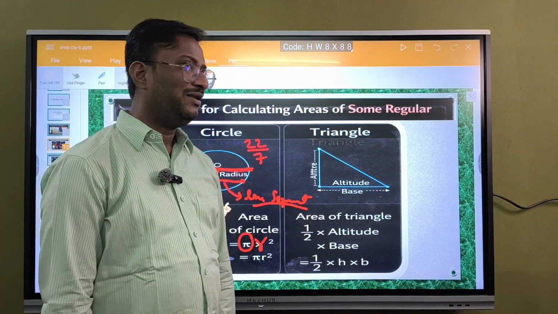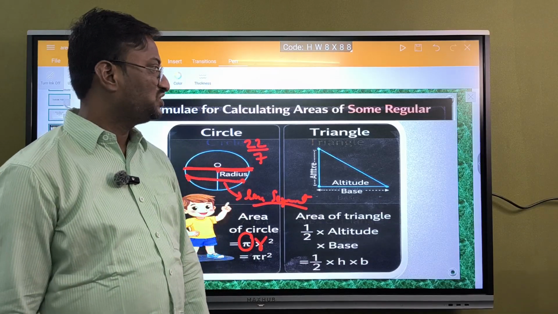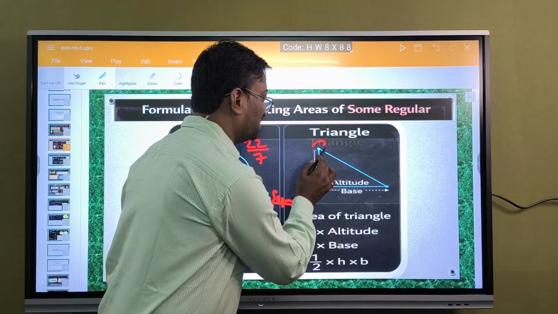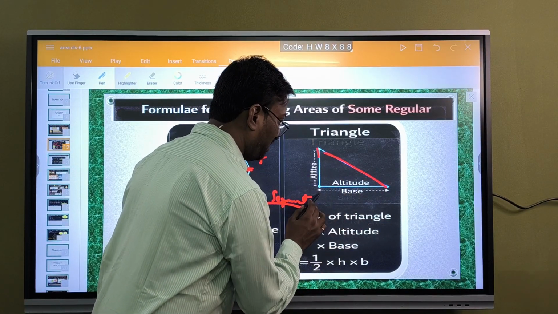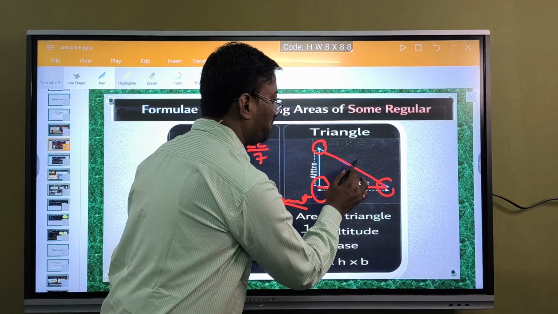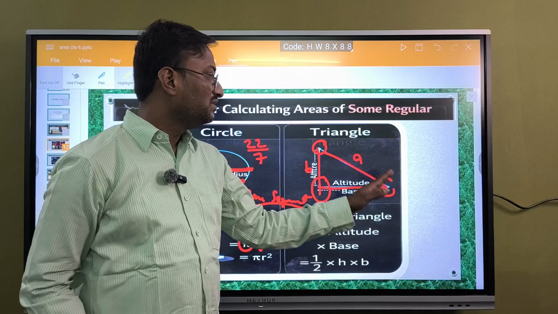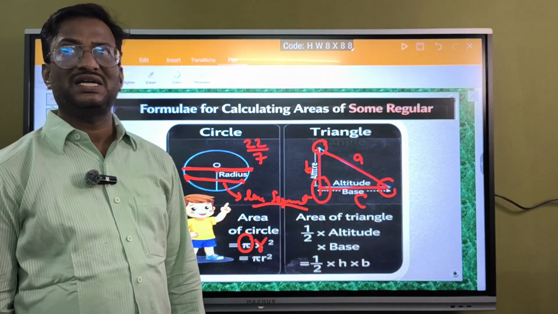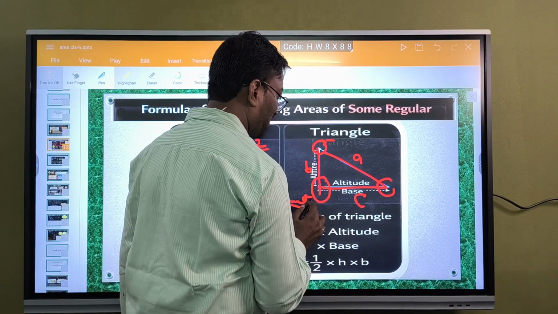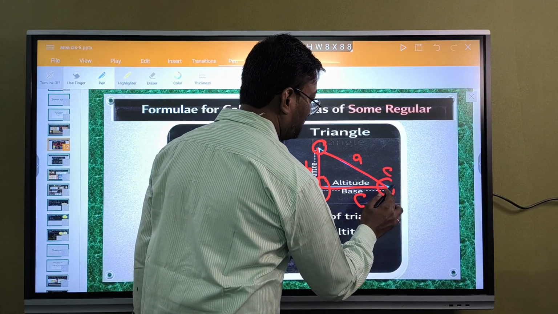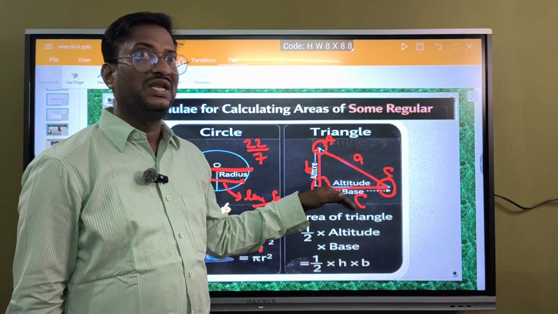Then what about a triangle? A triangle is also a two-dimensional shape which consists of 3 sides. This is the first side, second side, and third side. These are small a, b, and c, called the 3 sides. It consists of 3 sides and 3 vertices. Vertices means 3 corners. This is capital A, capital B, and capital C. These 3 are called the 3 vertices. So a triangle has 3 vertices and 3 sides.